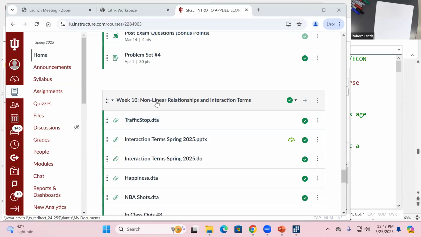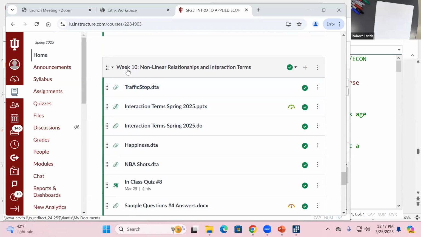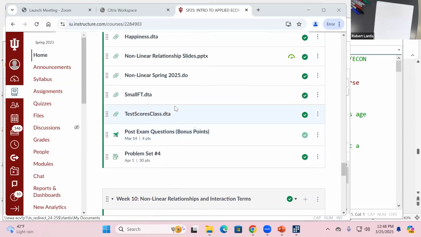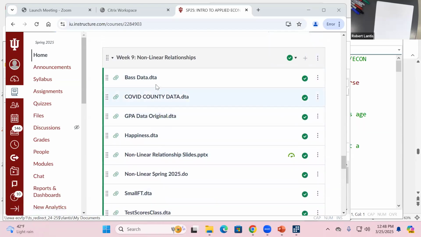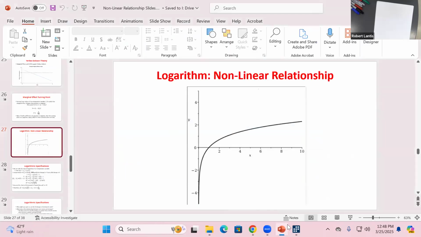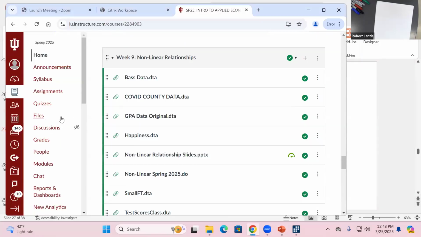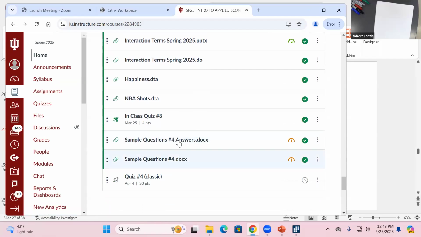So modules will start to look a little bit different. I'll probably rename this to say week 10 and 11 next week, since it'll bleed over. But everything today is what we had in this week 9 nonlinear relationships module, okay? So I'm going to keep using these nonlinear relationship slides, and we're going to use the do file for nonlinear spring 2025 as well today, okay? Other than that, I also put down at the very bottom the next set of sample questions.